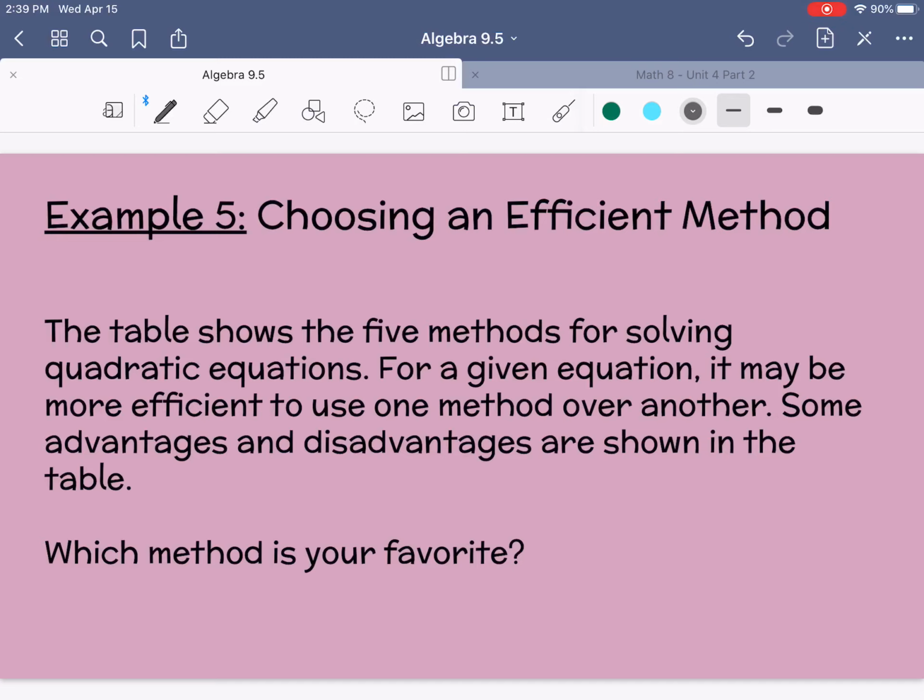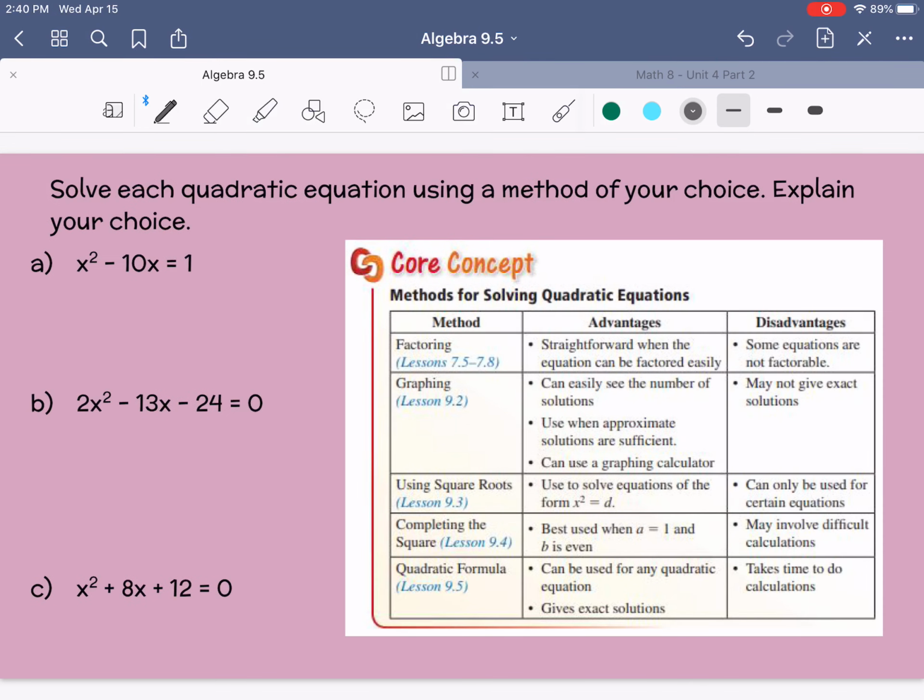For me, let's see, I think my favorite is factoring. And then I also love using the quadratic formula. It's fantastic.